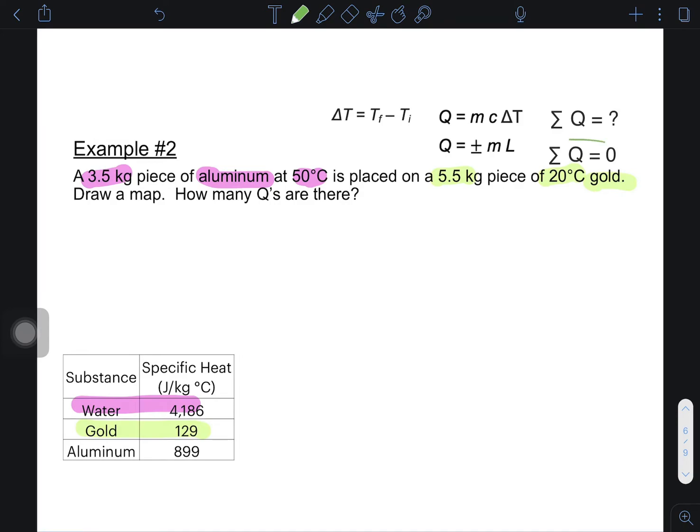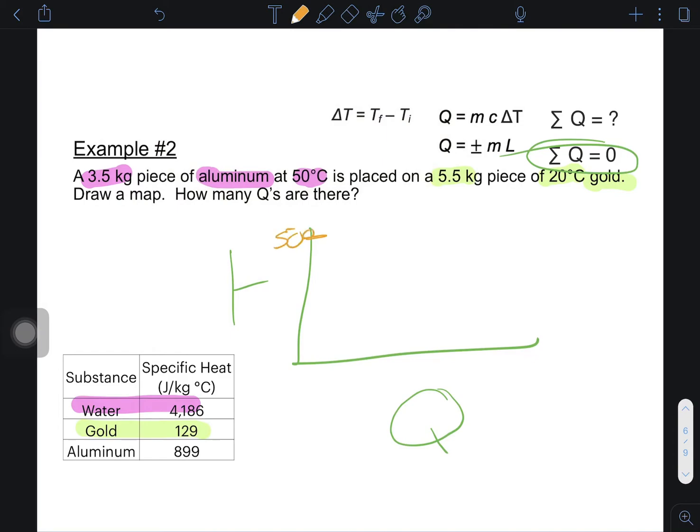So we have two objects that are interacting with one another, therefore the sum of all my Qs is equal to 0. My aluminum is going to lose heat, my gold is going to gain heat. So we draw our map. We have Q and we have a T. We go through and add our maximum temperature, the biggest number is 50, and the smallest temperature is 20.